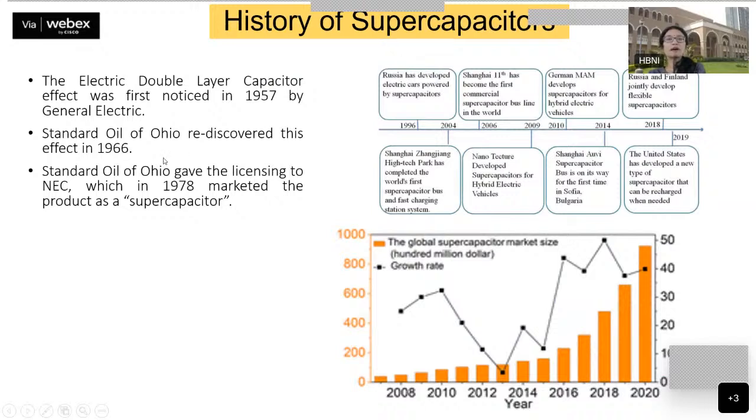So what is the history of the supercapacitor? This electric double layer capacitor effect was first noticed in 1957 by General Electric. Then Standard Oil of Ohio discovered this effect in 1966. And then Standard Oil of Ohio gave the licensing to NEC in 1978, which marketed the product and named it a supercapacitor. So as you can see over here, the global market size of supercapacitors in 2020 has increased manifold compared to maybe just 10 years back. Supercapacitors have come on very nicely in the market because of their very high power density.